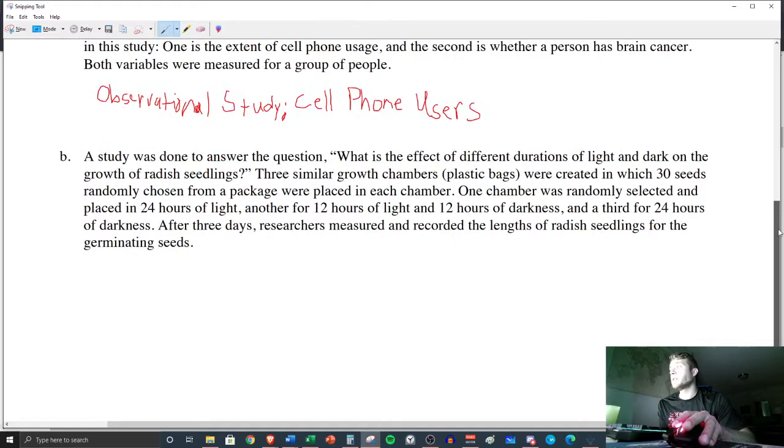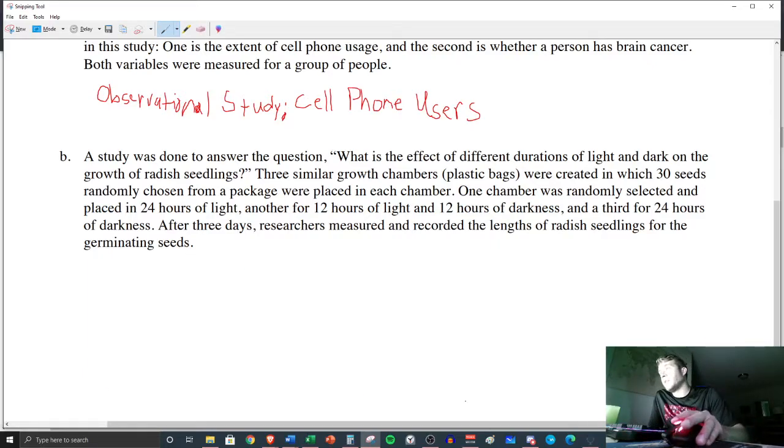Okay, we have the next example. A lot of these stats questions have a lot that you have to read, but let's go ahead and do that. A study was done to answer the question, what is the effect of different durations of light and dark on the growth of radish seedlings? Three similar growth chambers, plastic bags, were created in which 30 seeds randomly chosen from a package were placed in each chamber. One chamber was randomly selected and placed in 24 hours of light, another for 12 hours of light and 12 hours of darkness, and the third for 24 hours of darkness. After 3 days, researchers measured and recorded the lengths of radish seedlings for the germinating seeds. Okay, very long question. I'm going to let you try to decide: is it an experiment or an observational study? I'll pause and give you time to do that.